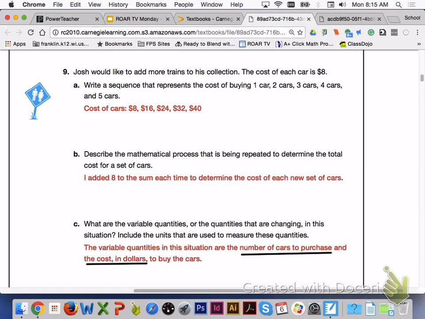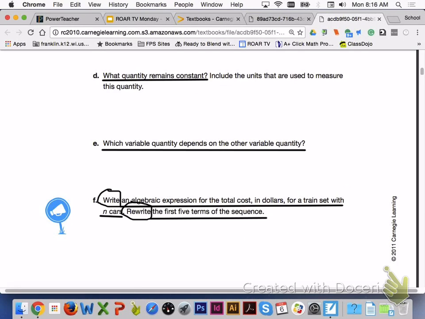For number 9, letter A, the sequence for the cost of the cars would be $8, $16, $24, $32, and $40. For letter B, the math process is going to be repeated addition. You're going to add 8 to the sum each time in order to determine the cost of each new set of cars. And for letter C, the variable quantities in this problem situation that are changing are the number of cars to purchase and the cost in dollars to buy the cars. Please answer letters D, E, and F with your group members.